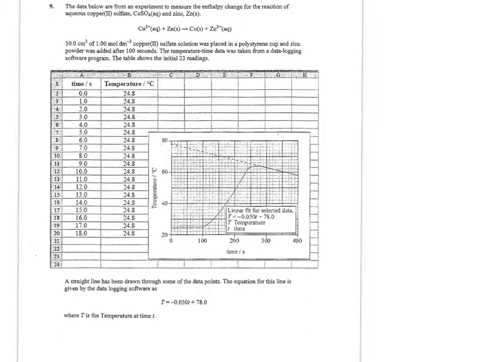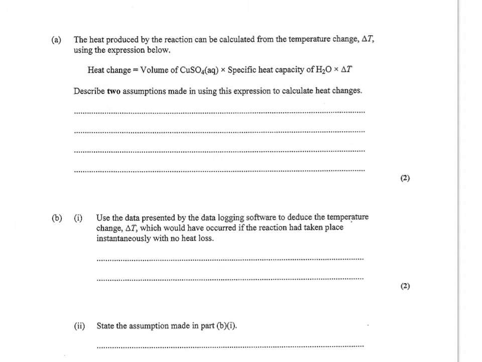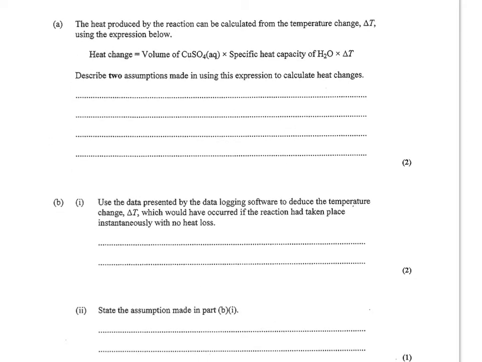So this is the data sheet you got for question 9. You'll have to refer back to this as we go. Part A on question 9 says the heat produced by the reaction can be calculated from the temperature change delta T using the expression below. Heat change equals the volume times the specific heat capacity times delta T.